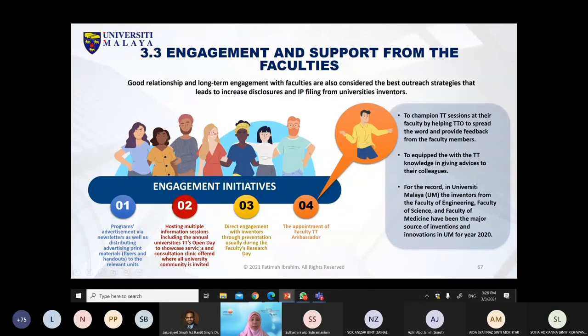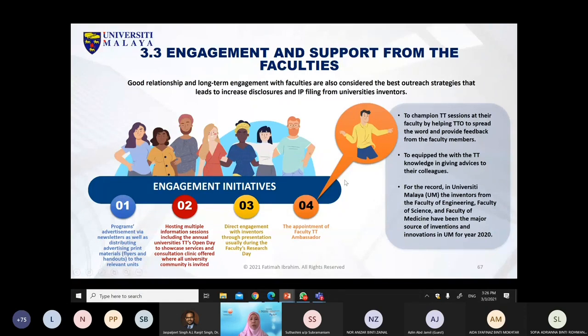If the school has an open day, for technology transfer, I tell you, we have to have an open day. We open our office and let all the researchers come over and complain to you and tell their problems and so on, and open a clinic and do consultation for all these researchers who need your help. So you also have to have direct engagement with the inventors through presentations. Usually we have the faculty research day. We go to each faculty and meet them, knocking at their doors. And we also have the appointment of Faculty Technology Transfer ambassadors.